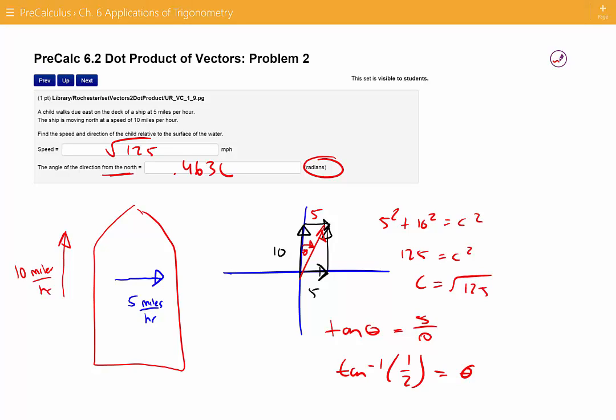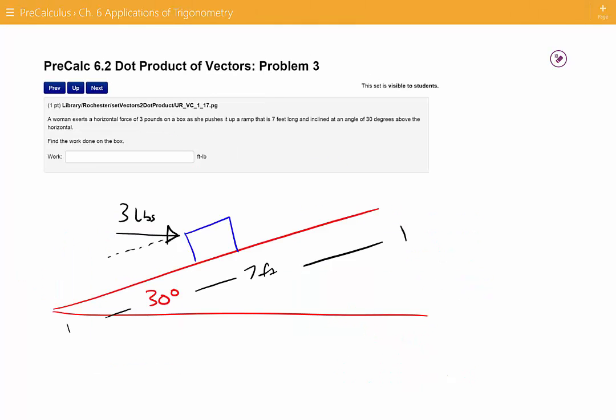0.4636. Okay, the next problem says a woman exerts a horizontal force of 3 pounds, as I've drawn here, and she pushes a box up a ramp that's 7 feet long at an angle of 30 degrees. We want to find the work done.